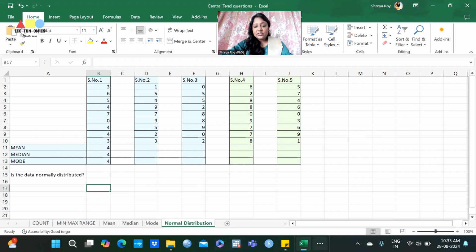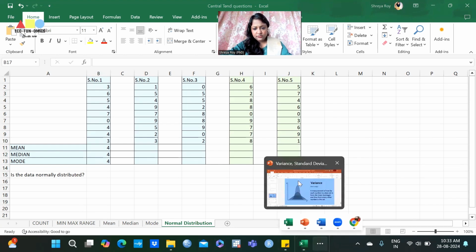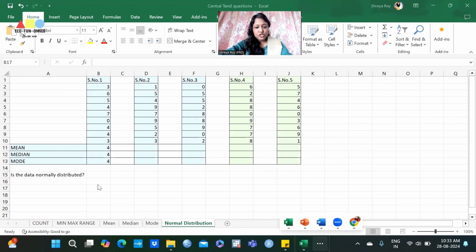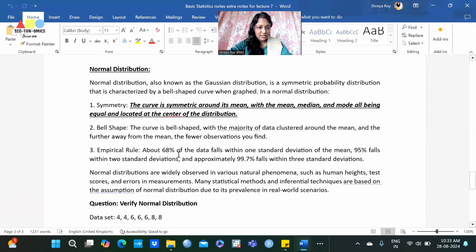Okay. Now let's go into dispersion. Okay. Should we go into dispersion or should we end the lecture here for the day? I think we have learned a lot of things today. For this lecture, I think we can end the lecture.